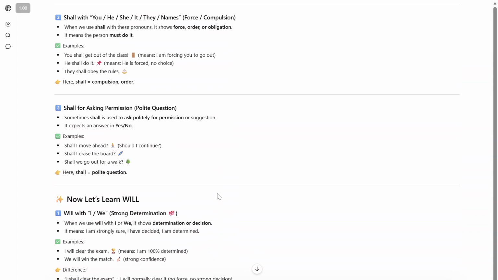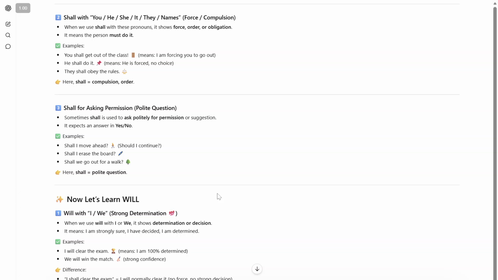Shall for asking permission. Sometimes shall is used to ask politely for permission or suggestion. It expects an answer in yes or no. Examples: Shall I move ahead? Shall I continue? Shall I erase the board? Shall we go out for a walk? Here, shall equals polite question.